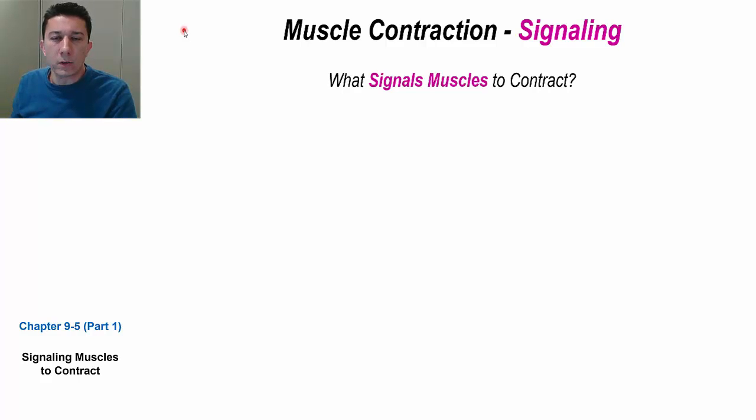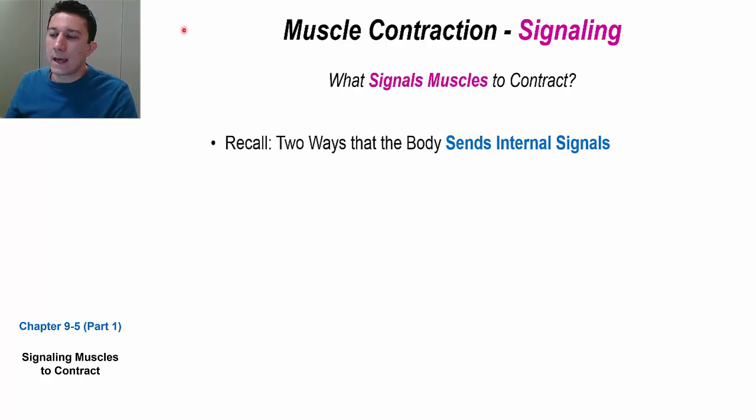Now that we are more familiar with the structures found within skeletal muscle cells and specifically within the sarcomere, we are ready to see how muscles actually shorten. We're going to start that conversation by looking at how muscles are signaled, or stimulated, to contract. That is, what is the stimulus causing muscle contraction in the first place? So what signals skeletal muscles to contract?